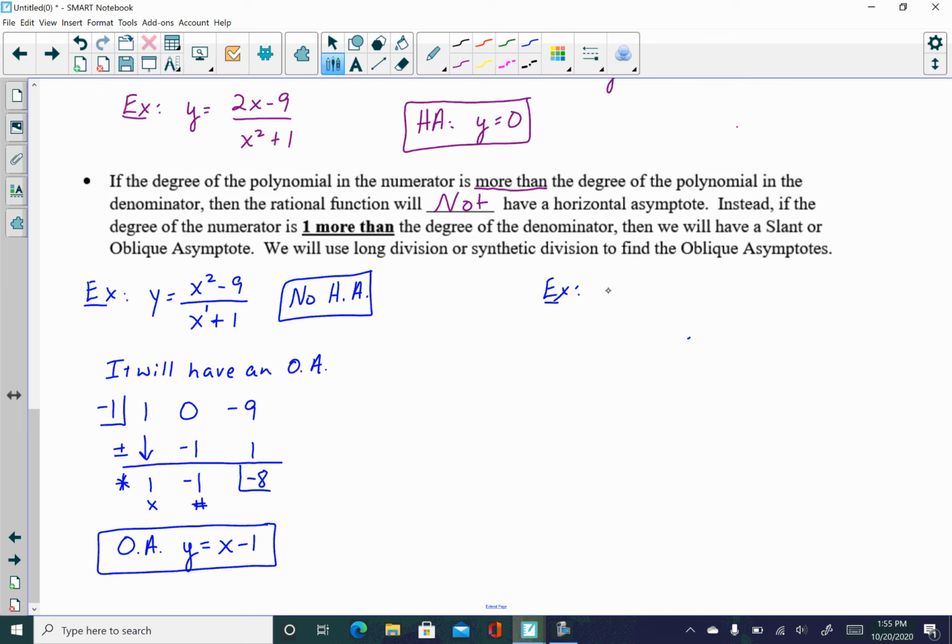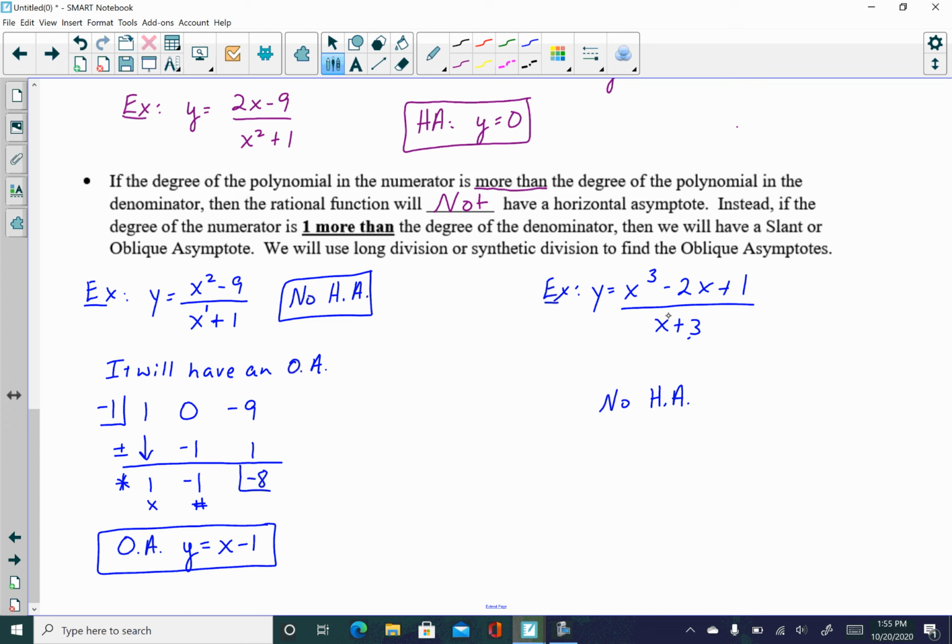So let's say we have y equals x cubed minus 2x plus 1 over x plus 3. I can see here that the degree of the top is definitely bigger than the degree of the bottom, so it's top heavy. So with that said, I automatically know I have no horizontal asymptote because it's top heavy. Oblique asymptote only occurs if you're top heavy by 1.